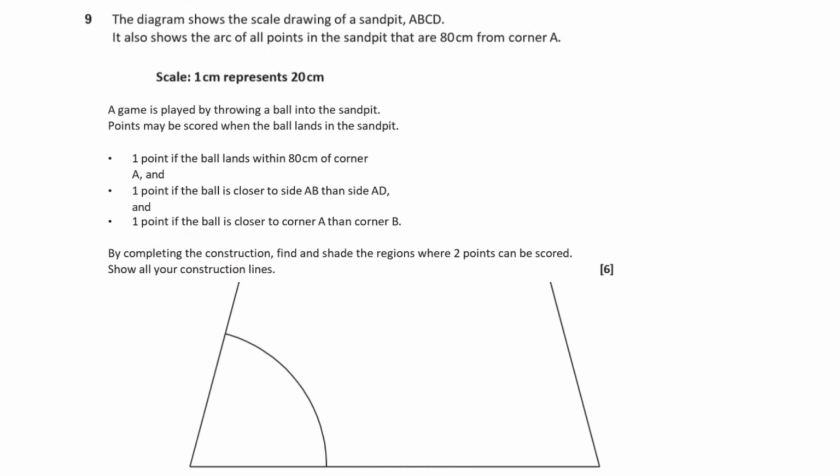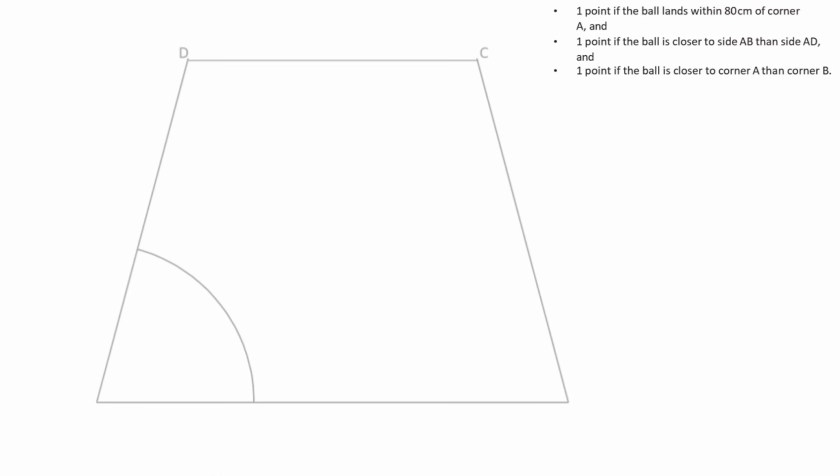The diagram shows the scale drawing of a sandpit ABCD. It also shows the arc of all points in the sandpit that are 80 centimeters from the corner A. We're told that the scale of 1 centimeter represents 20 centimeters. A game is played by throwing a ball into the sandpit. Points may be scored when the ball lands in the sandpit. 1 point if the ball lands within the 80 centimeters of corner A, and 1 point if the ball is closer to side AB than to side AD, and 1 point if the ball is closer to corner A than it is to corner B. By completing the construction, find and shade the regions where 2 points can be scored. Show all of your construction lines.